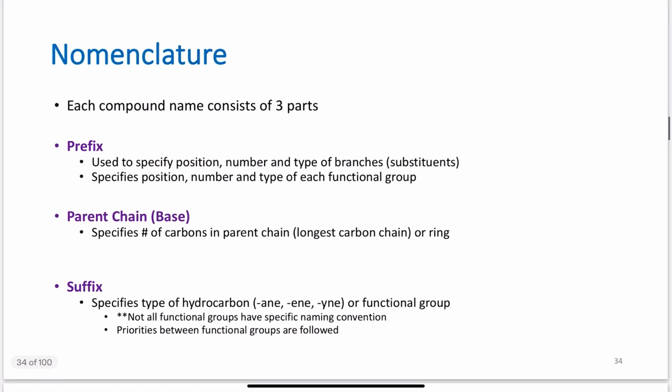So how do you name things? We're going to learn how to name alkanes, and we're going to expand to the other functional groups. Each compound name consists of 3 parts: the prefix, the parent chain, and the suffix. The prefix is used to specify position, number, and type of branches or substituents attached. It specifies position, number, and type of each functional group.